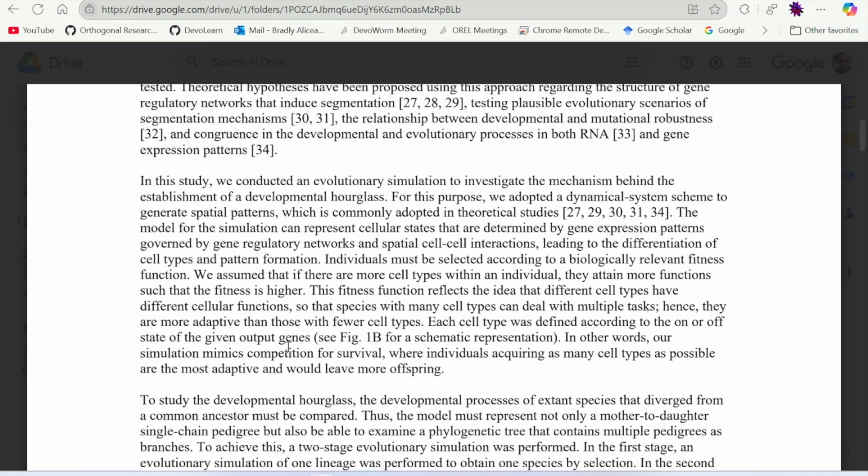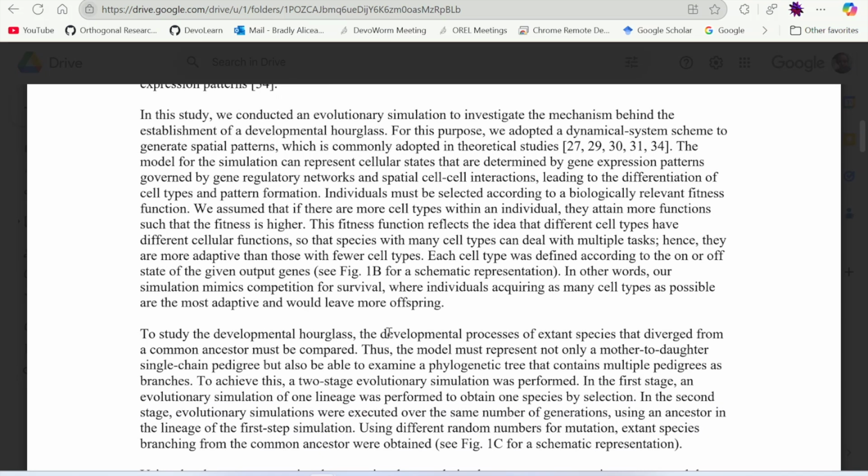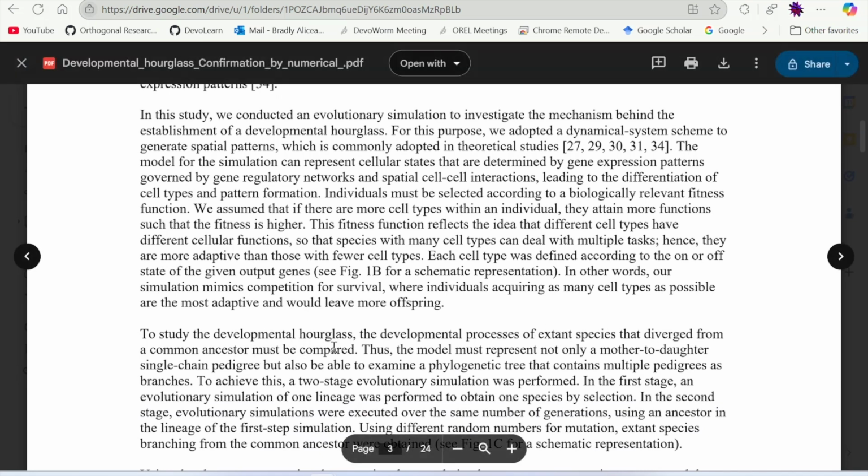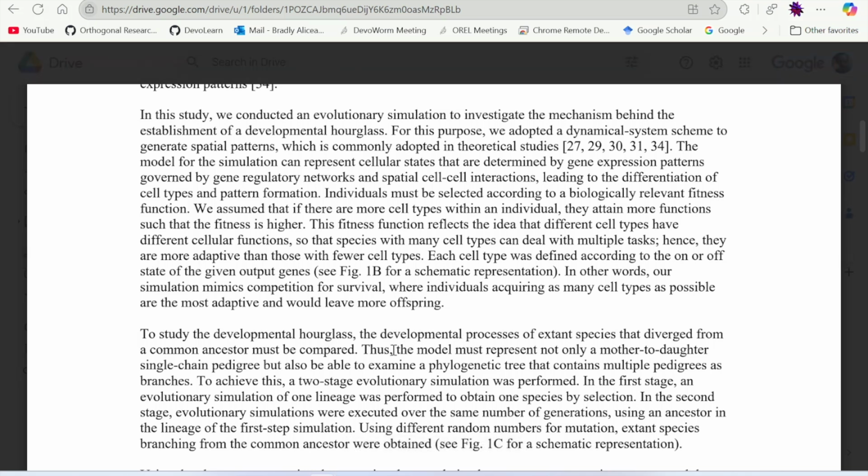Now, to study the developmental hourglass, the developmental processes of extant species that diverge from a common ancestor must be compared. So we have this sort of comparison between two different systems. Thus, the model must represent not only a mother-to-daughter single-chain pedigree, but also must be able to examine a phylogenetic tree that contains multiple pedigrees as branches.